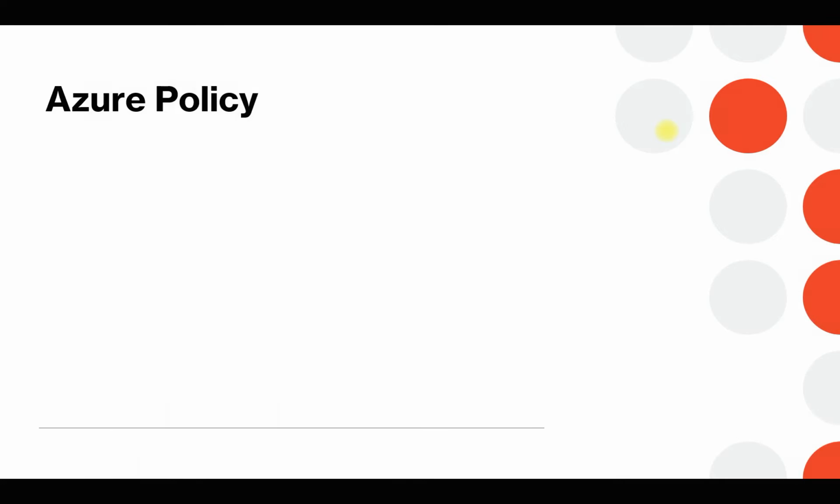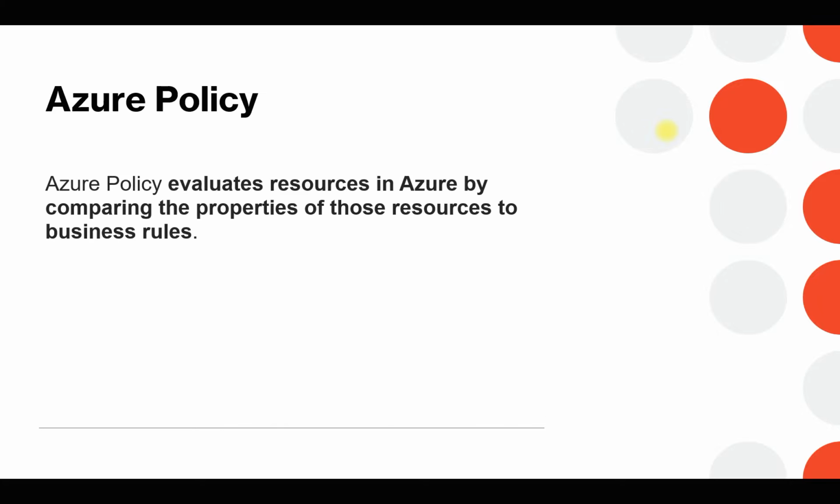Next service we are talking about is Azure Policy. As you know, a policy is always used to set standards in our organization. Similarly, Azure Policy evaluates resources in Microsoft Azure by comparing the properties of those resources against the business rules that we define for our organization.